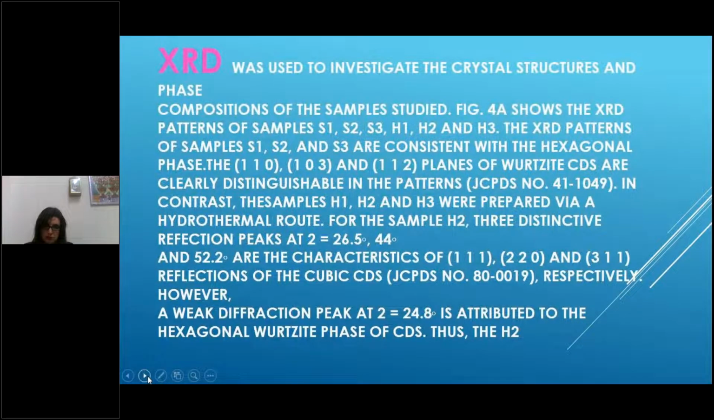XRD analysis results showed that the XRD patterns of the samples are consistent with a hexagonal phase and exhibit wurtzite cadmium sulfide properties. These phases are clearly distinguished in the patterns and agree with the literature studies.